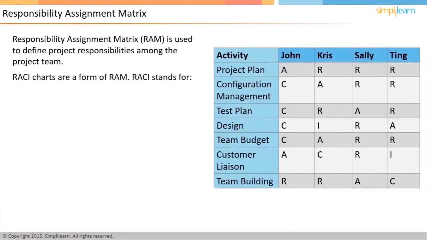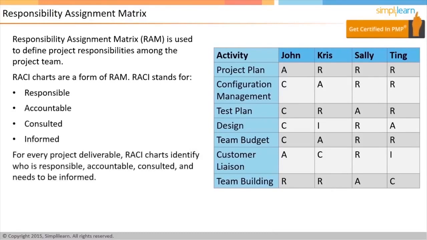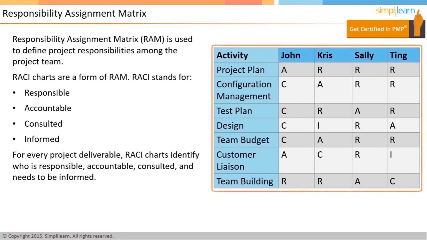In the RACI chart, R stands for responsible, A for accountable, C for concerned or consulted, and I for informed. For each important activity or deliverable on the project, it needs to be clearly identified who is responsible or contributes to it, who is ultimately accountable, who is merely concerned about the success, and who needs to be informed or kept in the loop. An example of the RACI chart is shown on the screen.